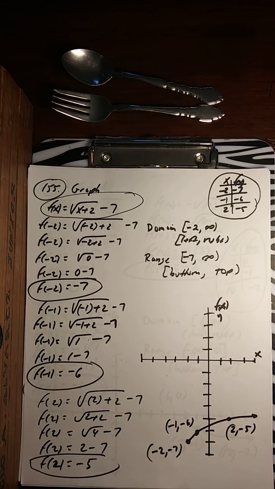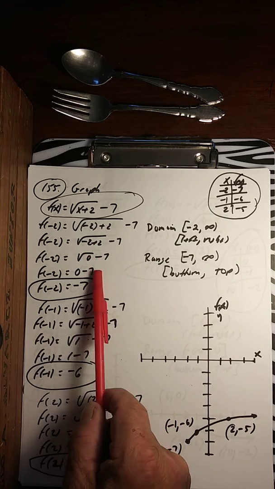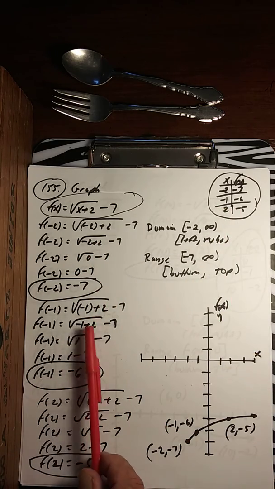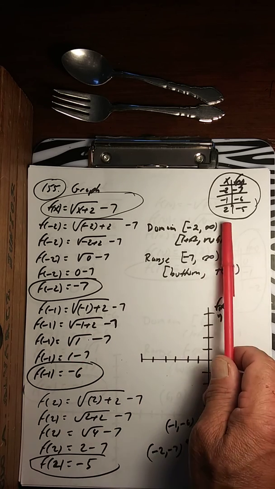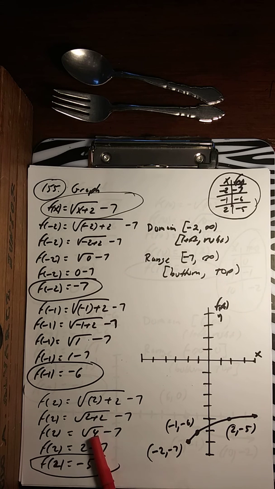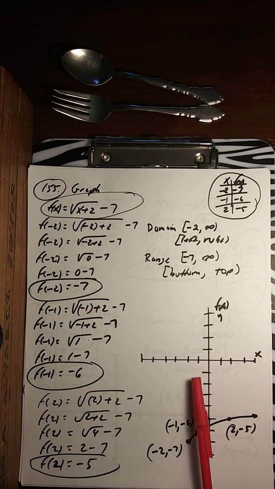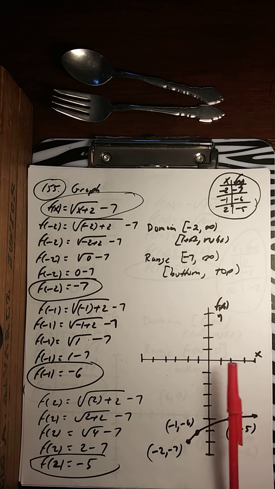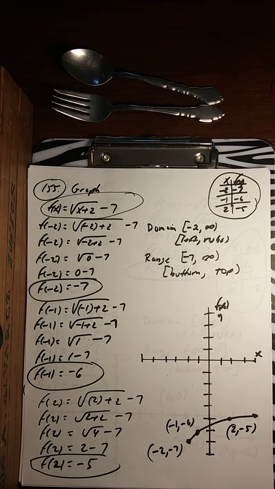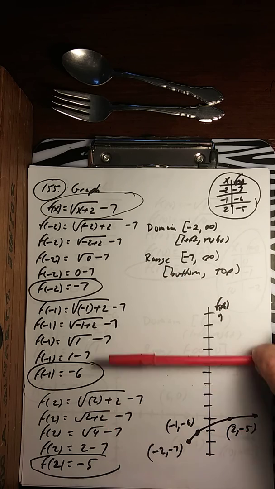This one. Let's put some numbers in. Negative 2 in there. Negative 2 and 2 is going to be 0. Square root of 0 is 0. Minus 7, minus 7. Put a negative 1 in there. Negative 1 and 2, that's going to be 1. Square root of 1 is 1. 1 minus 7, negative 6. Put a 2 in there. So you got 2 plus 2 is 4. Square root of 4 is 2. 2 minus 7, negative 5. So we have negative 2, negative 7. Negative 1, negative 6. 2 and negative 5. It goes this way. So the domain is from negative 2 to infinity. And the range is from negative 7, the lowest part, up.